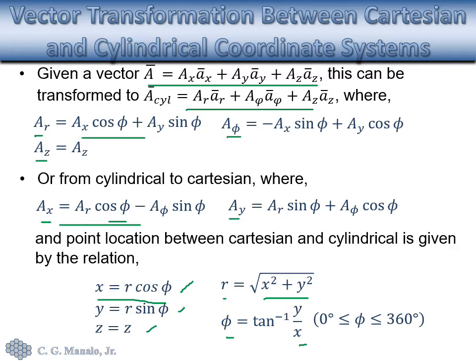Now take note that the values for phi vary between 0 and 360 degrees, and it's always positive. Also, r is always positive because it varies from 0 to infinity. Well, z varies from negative infinity to positive infinity.